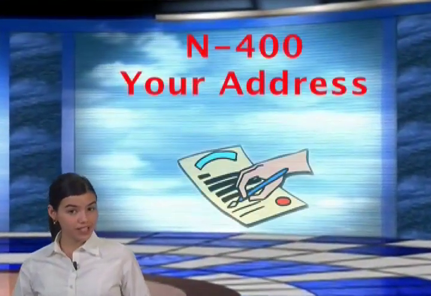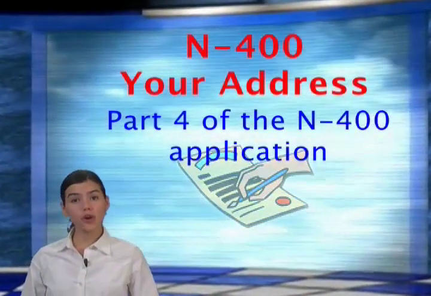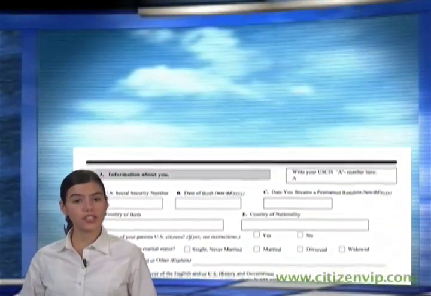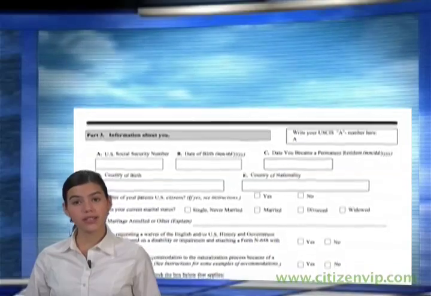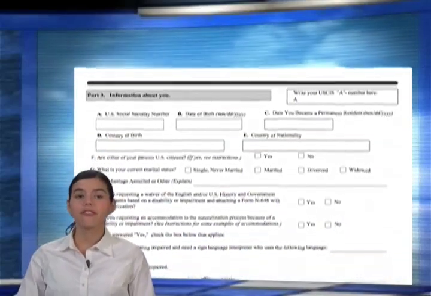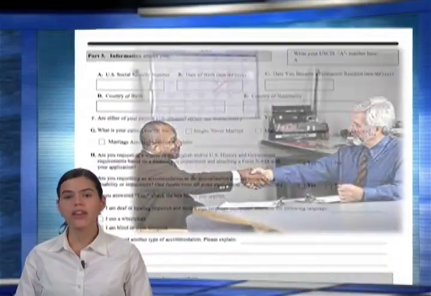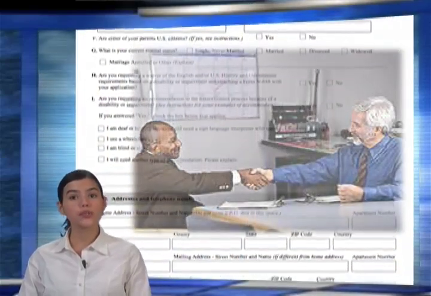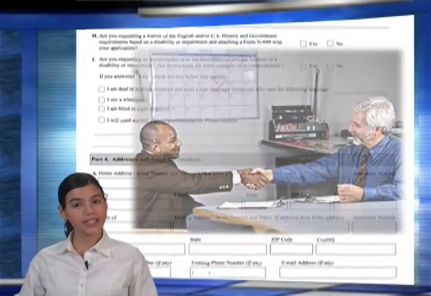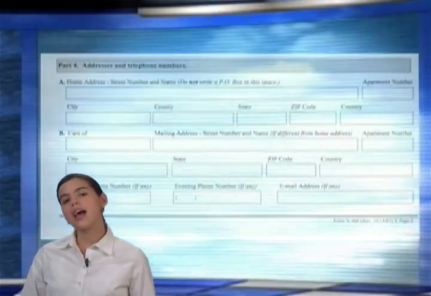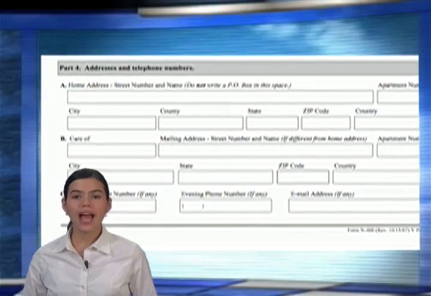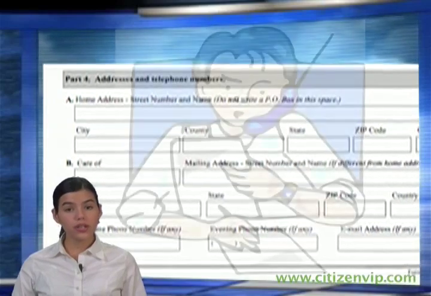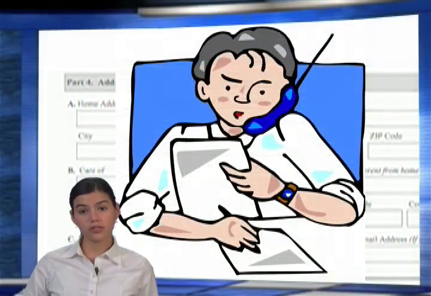This video chapter lesson reviews part 4 of the N400 application. If you have a copy of your original N400, please have it with you during this lesson to follow along. Remember, during your interview, the interviewing officer will have a copy of the exact application you sent the United States Citizenship and Immigration Service. Part 4 of the N400 asks for general information about your address. Your interviewer might use these questions to contact you when they need to.